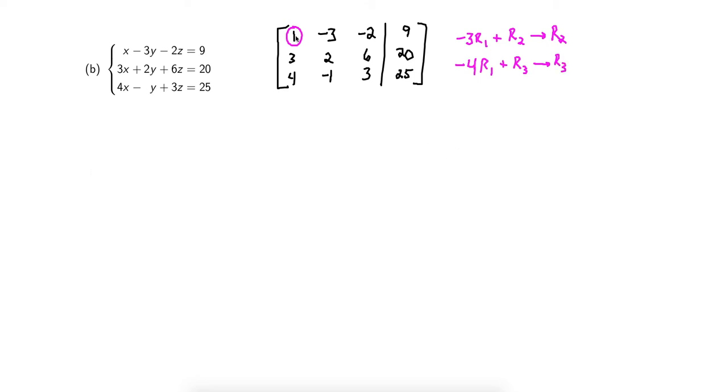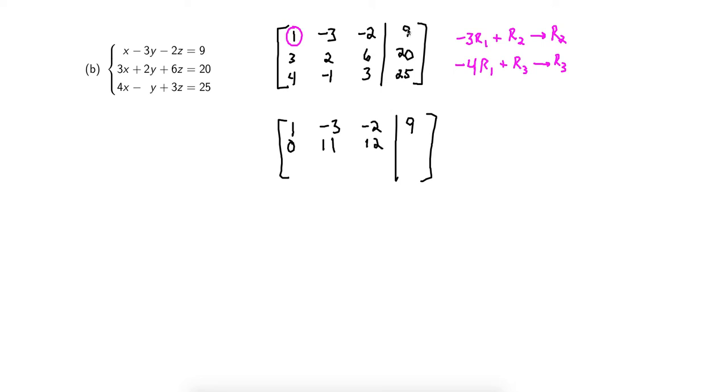All right, so second row, third row, those are going to change. Our first row is not going to change in this step. So we can just recopy it and get 1, negative 3, negative 2, 9. All right. Negative 3 times 1 is negative 3, plus 3 is 0. Negative 3 times negative 3 is 9. 9 plus 2 is 11. Negative 3 times negative 2 is 6. 6 plus 6 is 12.